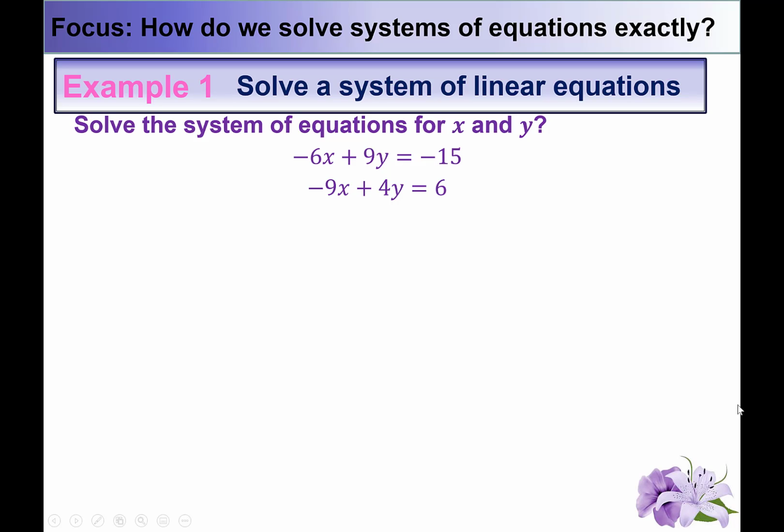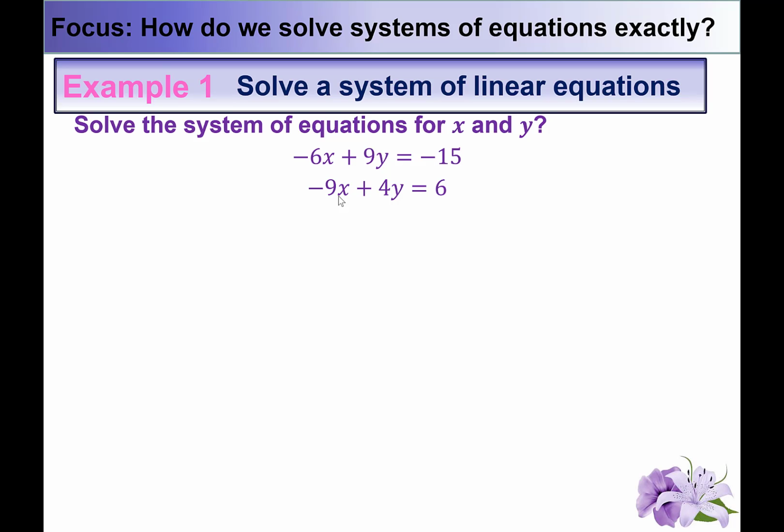Our goal when we use elimination to solve a system is to have the coefficients be additive inverses of each other. So we want either the coefficients of the x's or the y's to be additive inverses. So we want to look for the least common multiple between the coefficients. The least common multiple between 6 and 9 is 18.